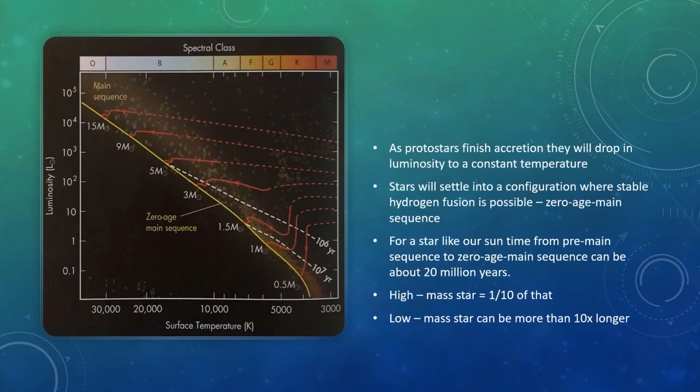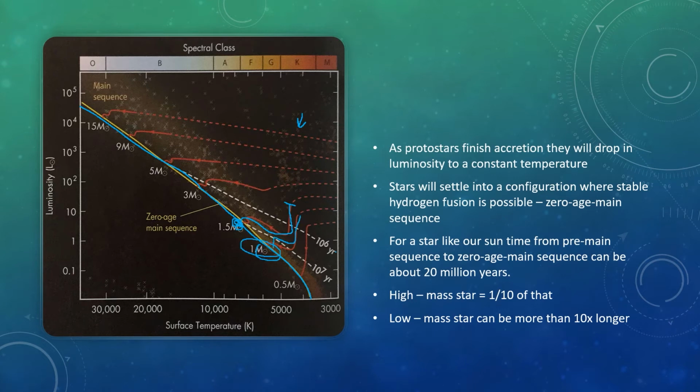As protostars finish accretion, or basically finish sucking up stuff in order to make themselves the correct mass, they will drop in luminosity to a constant temperature. As protostars begin their main sequence phase, which are illustrated by our dotted red lines here, lower mass protostars like our Sun will finish accretion or shrinking, and then drop in luminosity at a constant temperature, which is our solid red line. Here's where our zero-age main sequence is, and this is important, and I'll tell you why in a second. But basically, once they get here, we're going to drop to a very specific temperature, and there's basically our sun. Well, our sun's actually right here.